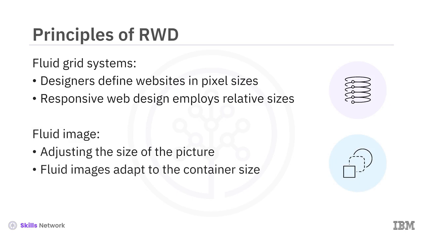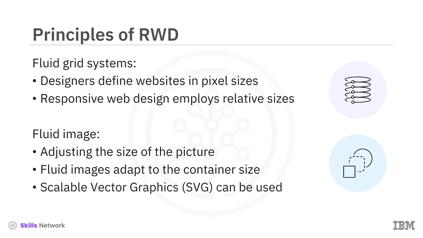Fluid images adapt to the size of the container. You can create a single image and direct the browser to scale it to fit the container's dimensions. You can use scalable vector graphics, SVG files, for non-photographic images. These small file formats can scale to any resolution without losing quality.